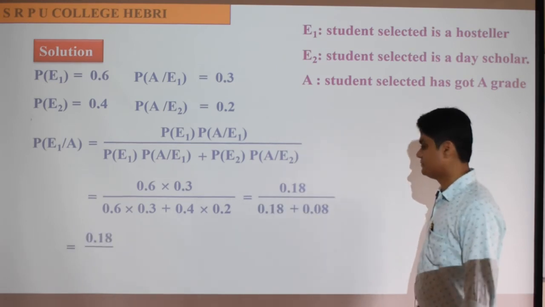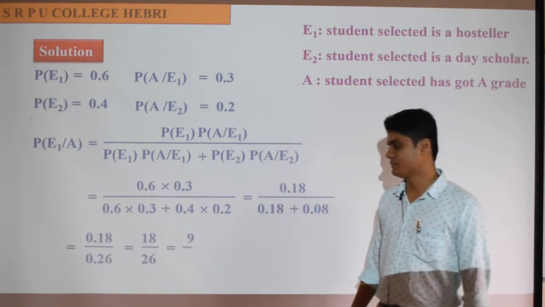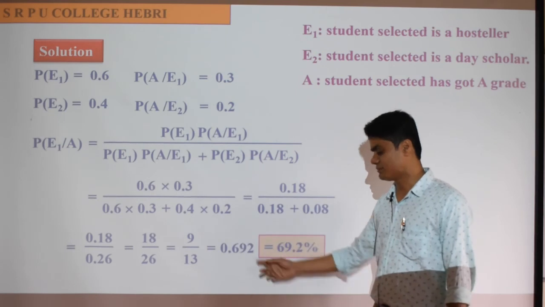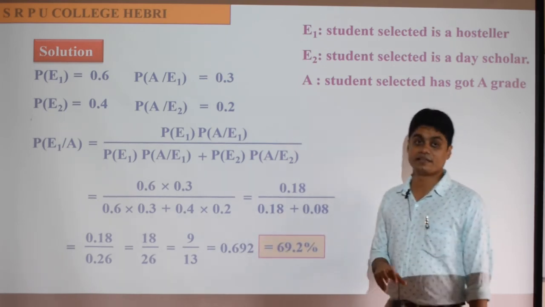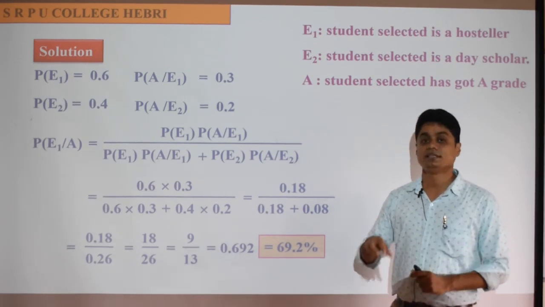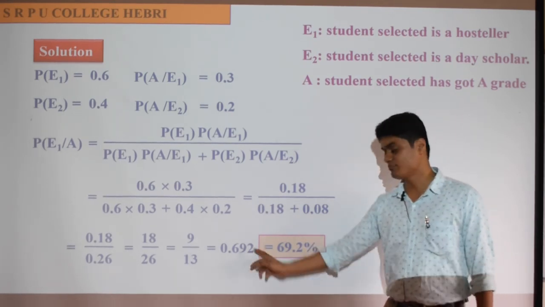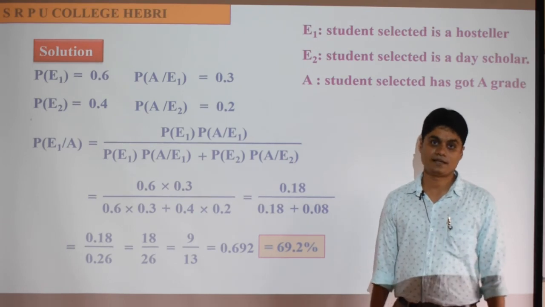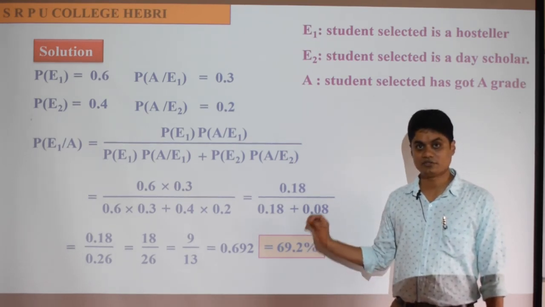So final answer will be 18 by 26 or 9 by 13. Even you can keep in decimal form, as well as since in the given problem all the numbers are in percentage, whenever the given data is in percentage, the final answer must be in percentage. So 69.2%. Did you understand? You understood the problem, you understood the solution?